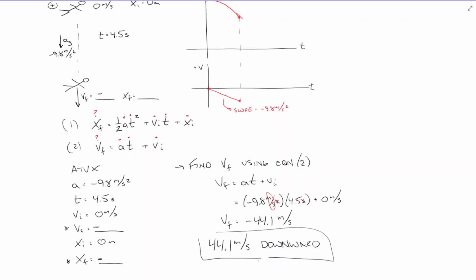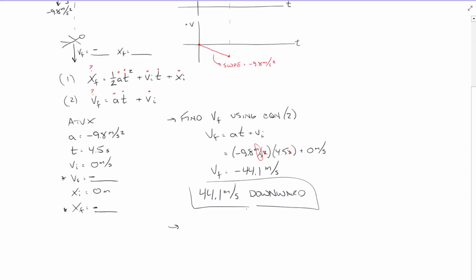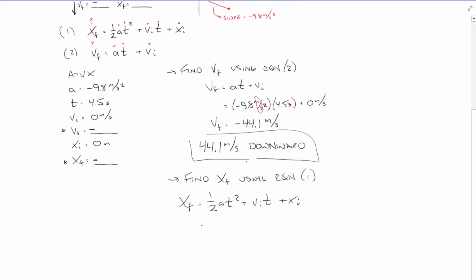for part A. Now, part B, how far will they travel? Right? Well, if I know X final, I can find how far. So we're going to find X final using the first equation, using equation 1. And since we have everything, I can just plug in X final is 1/2 AT squared plus V initial T plus X initial. And I'm just going to put in the values I have. I have 1/2 times the acceleration, negative 9.8. My time is 4.5, and we squared the time. My initial velocity is 0 times 4.5.